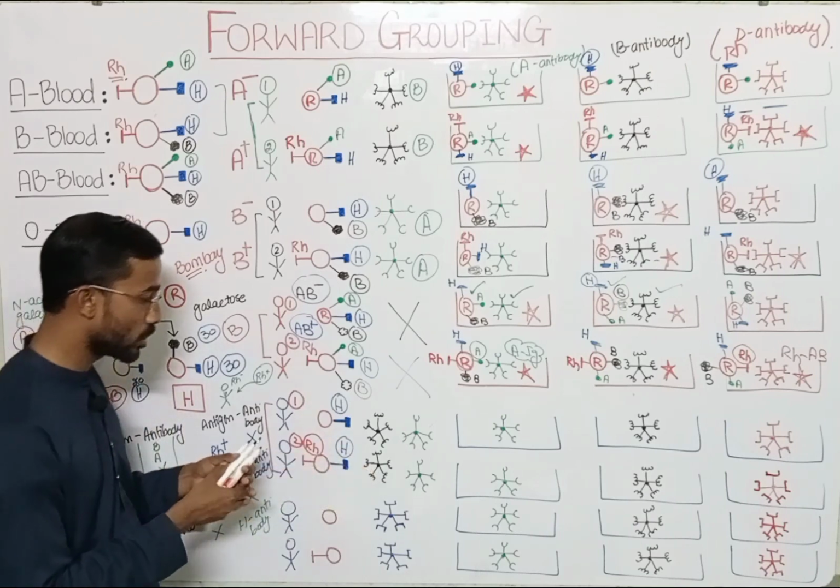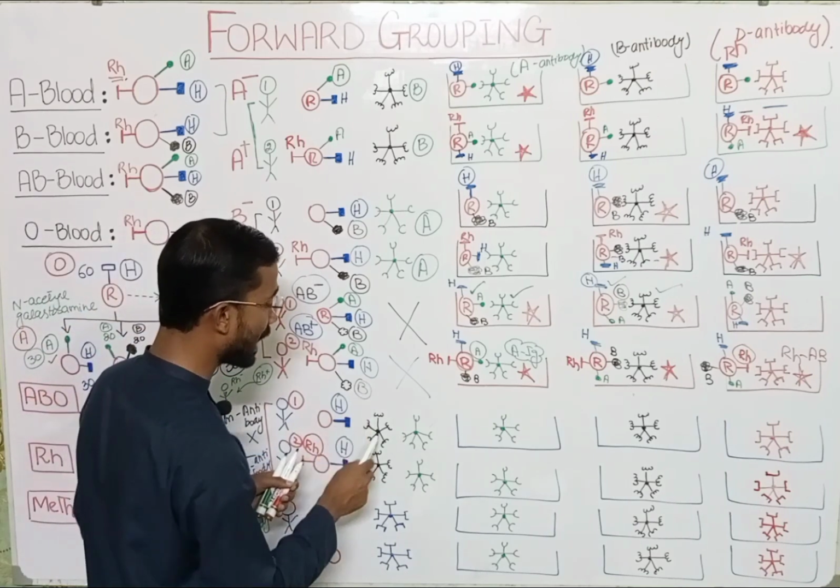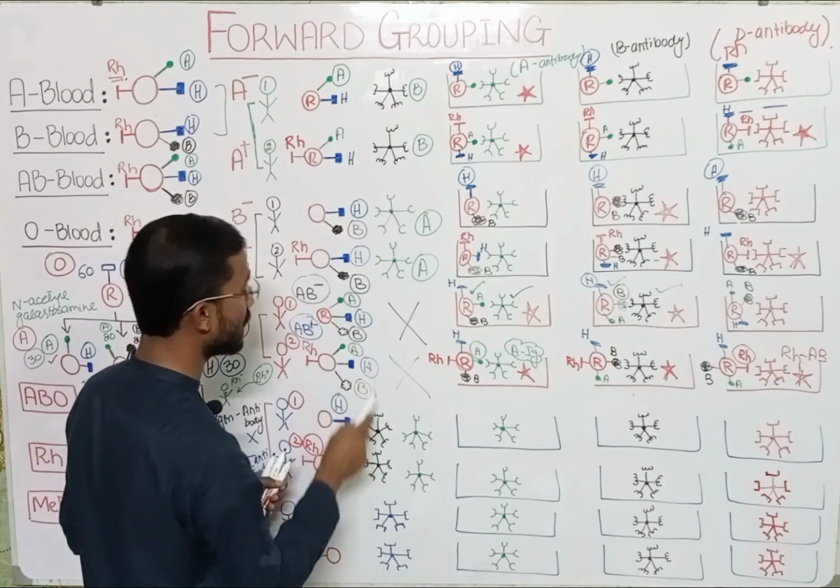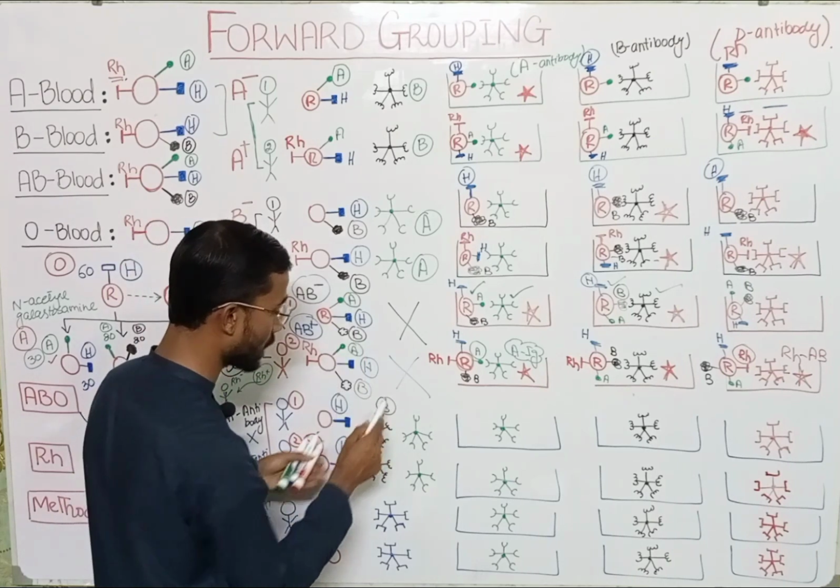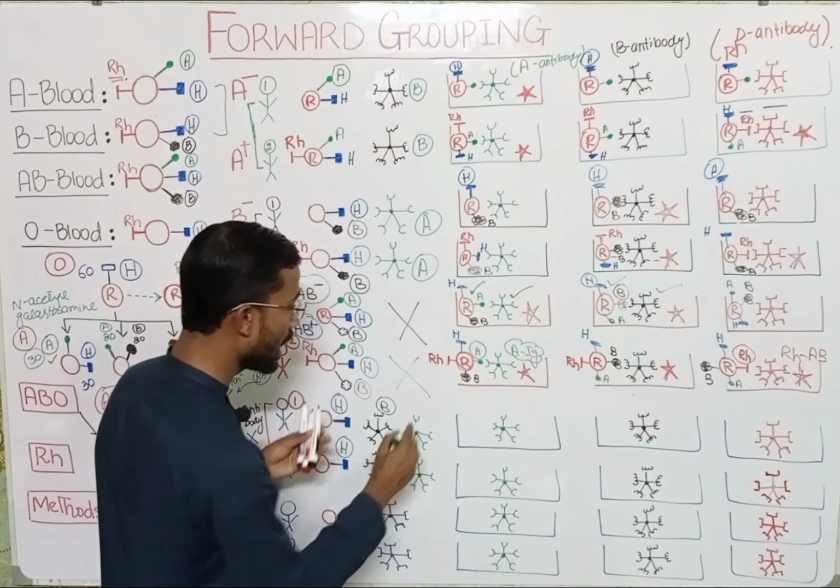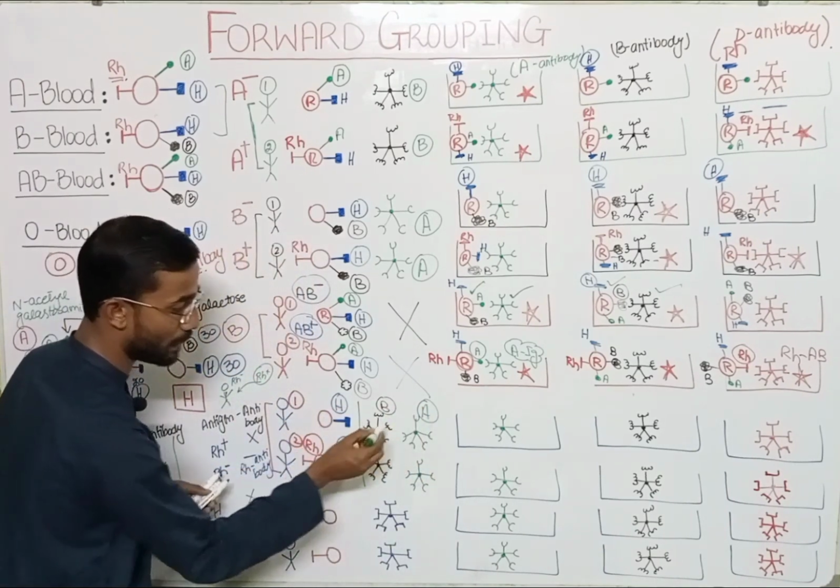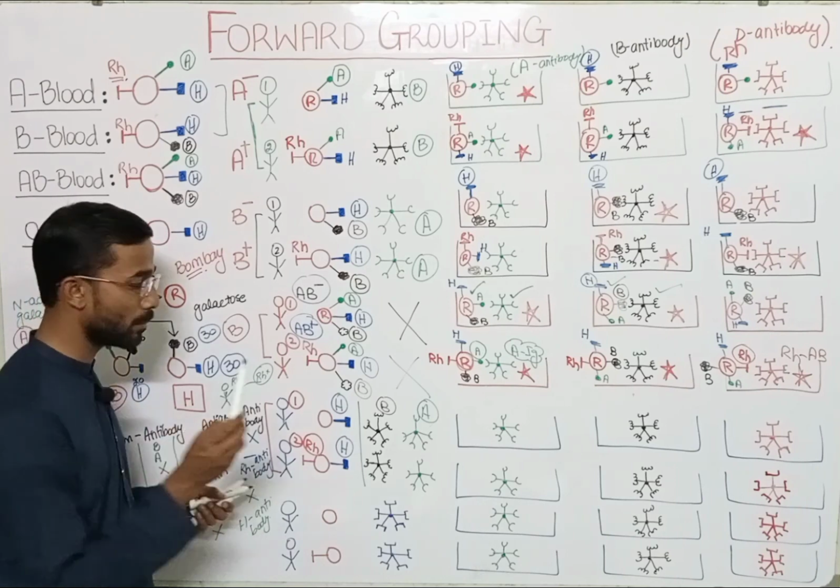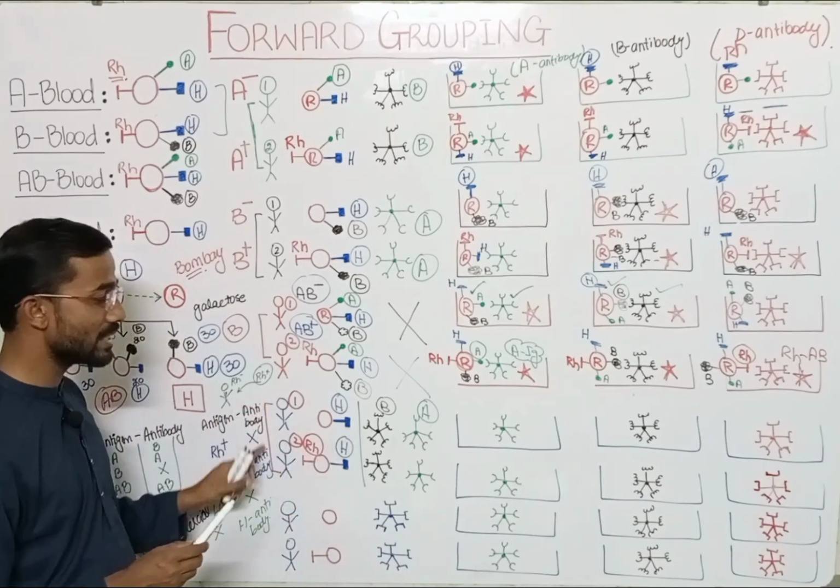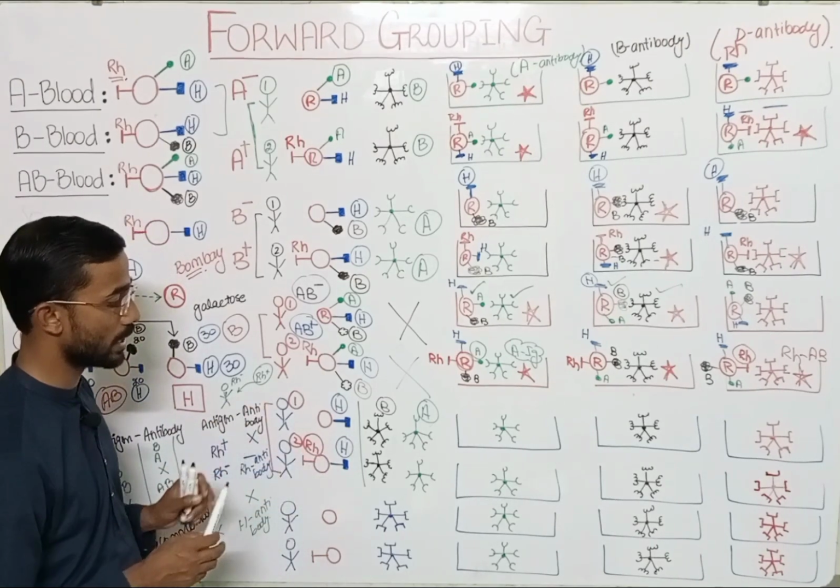In that case, you will see here are the B antibodies, and here are the A antibodies. So you see two types of antibodies present, both A and B antibodies are present in this case.